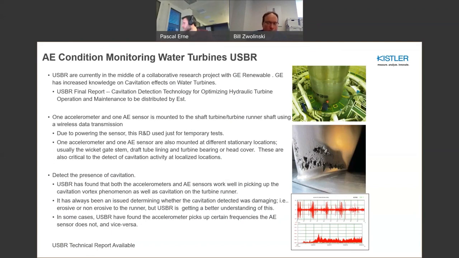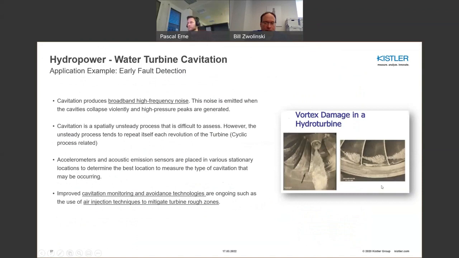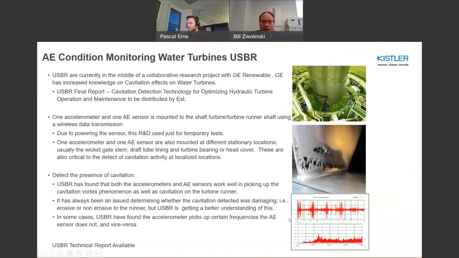And again, what you see here is really an example of what the time domain signal might look like, where you see an impulsive signal, and you see a frequency domain representation of it. So a lot of times, the accelerometer might pick up signals that maybe the acoustic emission doesn't, and vice versa. So having two measurands sometimes is a useful method as well.